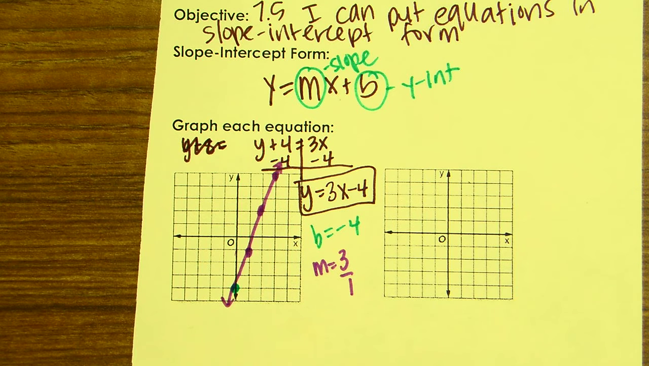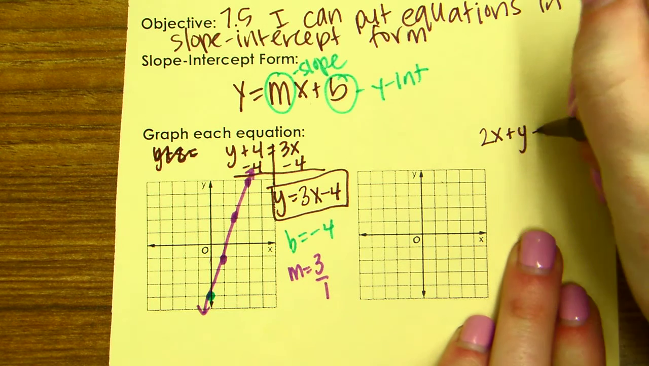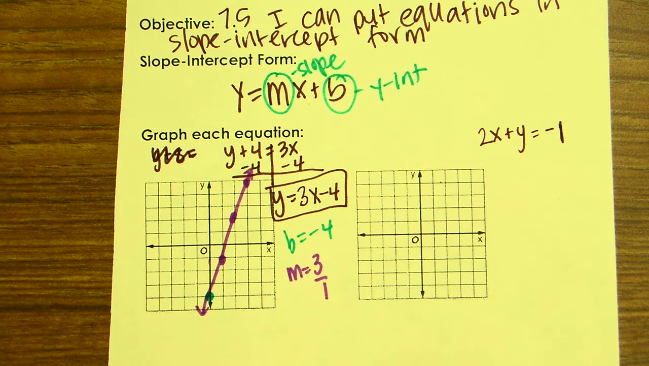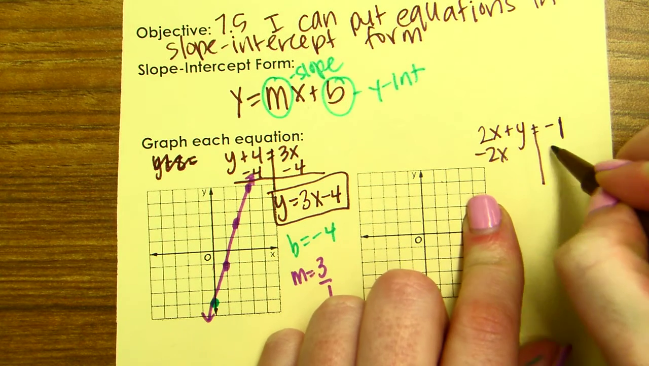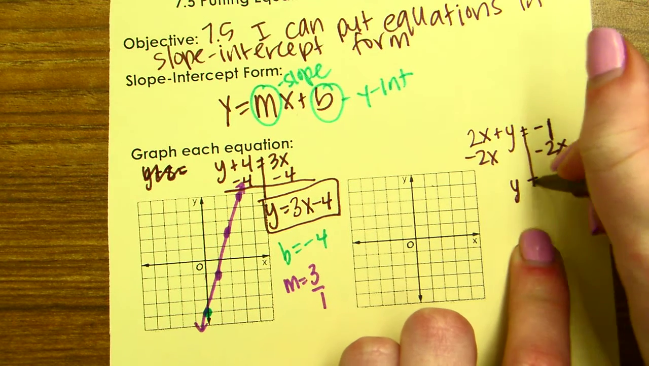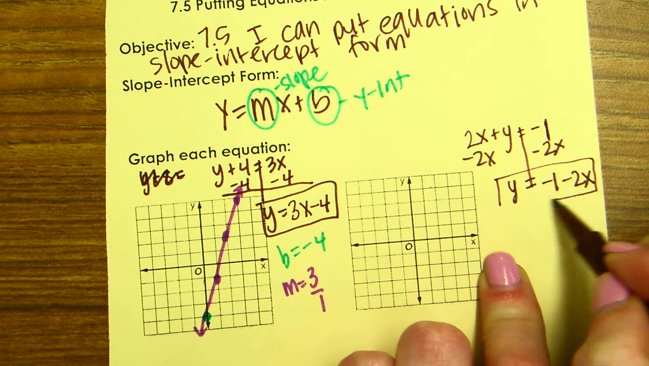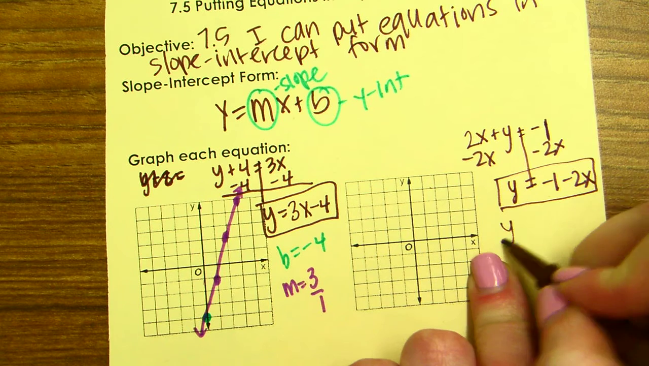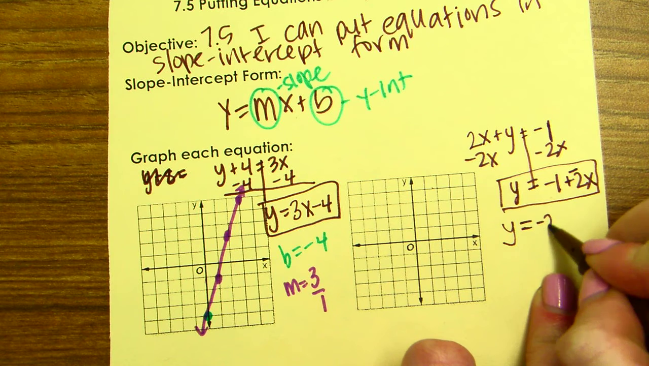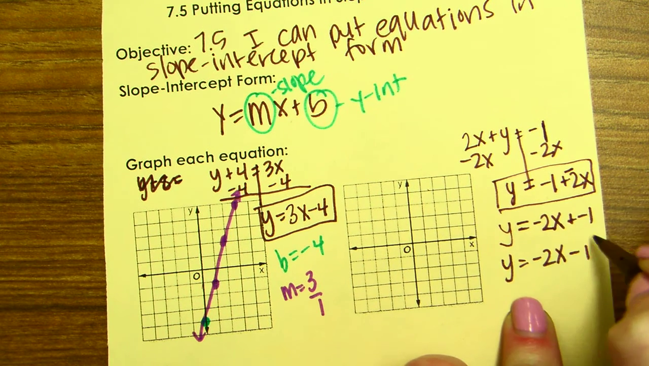Okay, the next one, let's do 2x plus y equals negative 1. So again, I need the y to be by itself, so I'm going to get rid of the 2x by subtracting it from each side. 2x minus 2x is 0, so that goes away. I just have a y left on this side. These aren't like terms, so I can't combine them. I can graph it from here, but it will be a little bit easier if I change the order. If I change it to addition, addition's commutative, so I can change the order, and I get negative 2x plus negative 1, or y equals negative 2x minus 1.